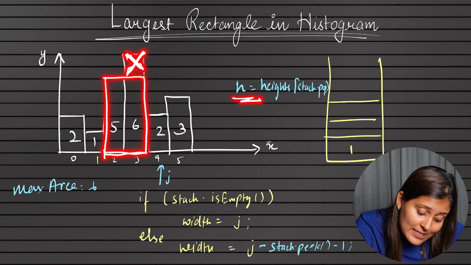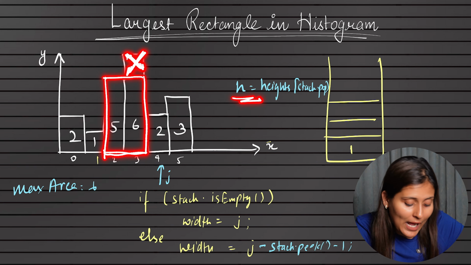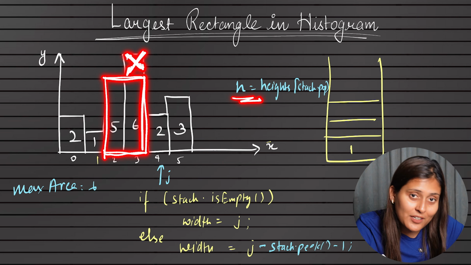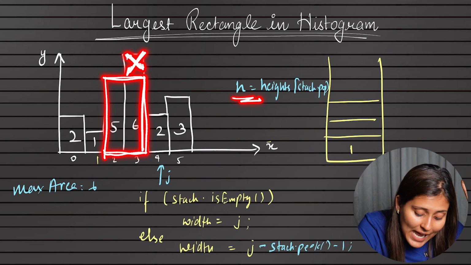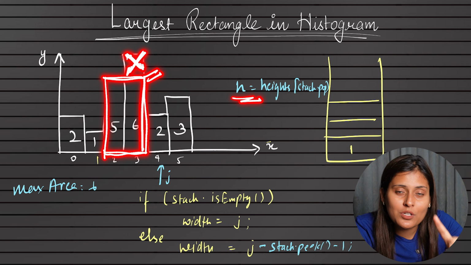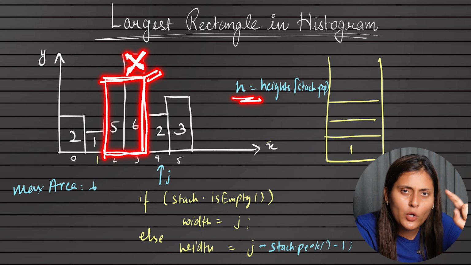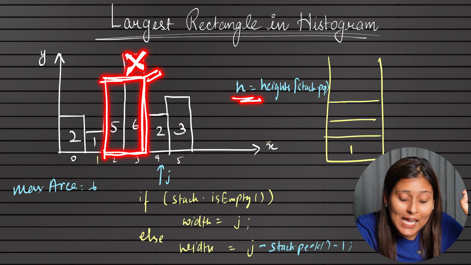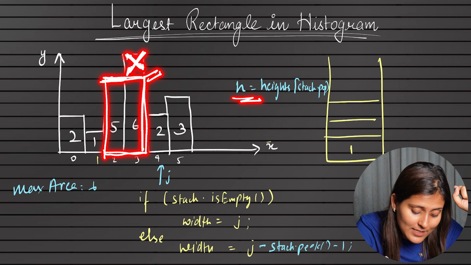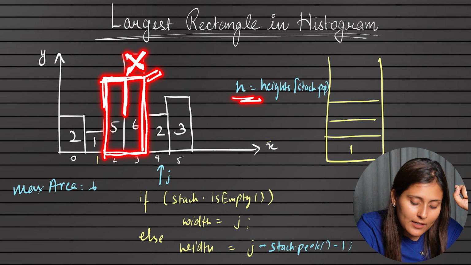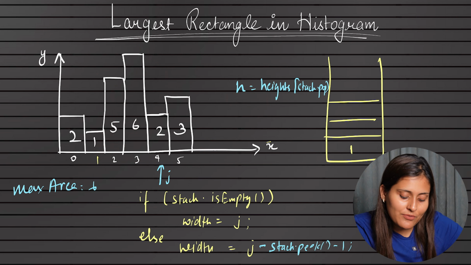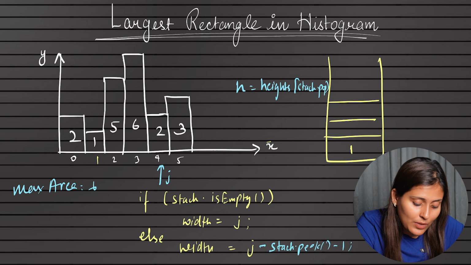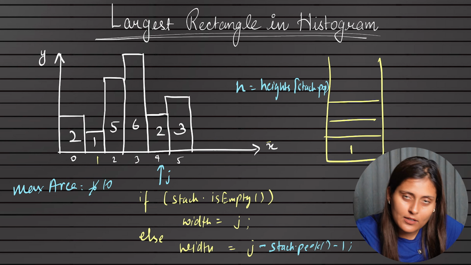So hence now 6 is not in my stack, but still I know I can blindly go with this 5 height because I knew one thing. In the stack, it only got pushed because it was greater than or equal to my height. So hence I can say that with the help of my height, 5 will say, with my height now you can calculate. So hence 5 into 2 will give me 10. So as of now the maximum area is 10.